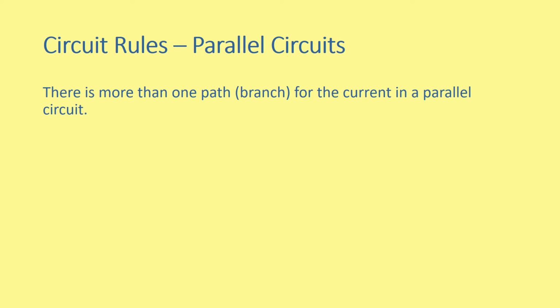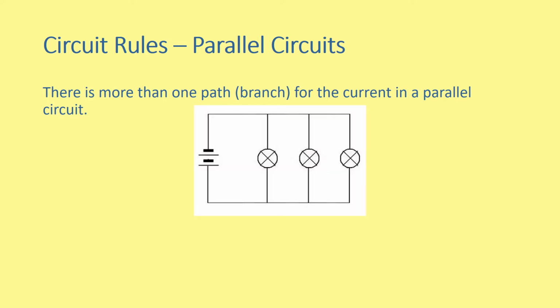Circuit rules, parallel circuits. In a parallel circuit, there is more than one path for the current to flow. We call each of these paths a branch in the circuit. So we have our supply, and then we have 3 branches coming from the supply. And each of those branches represents a separate path for the current to flow.